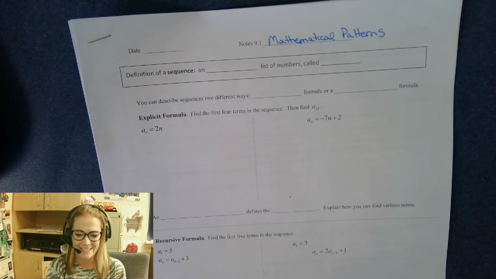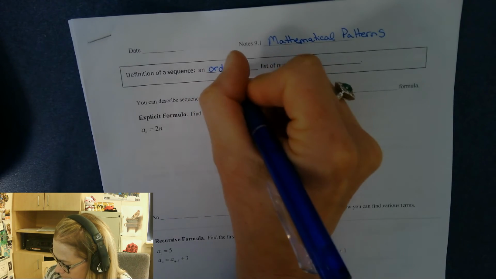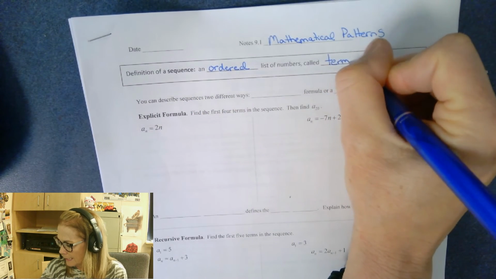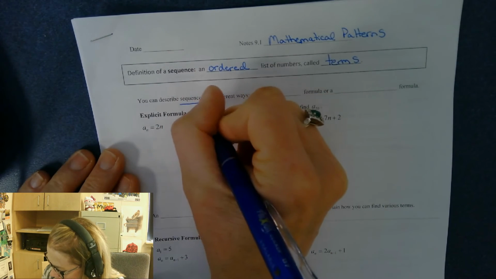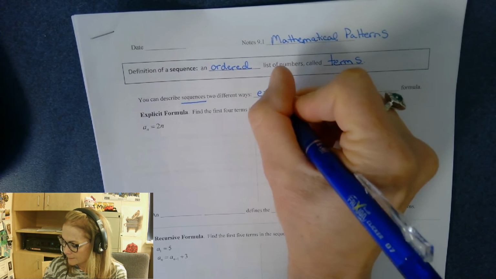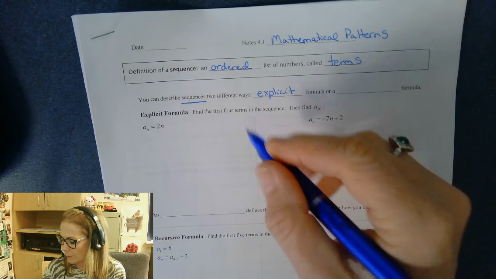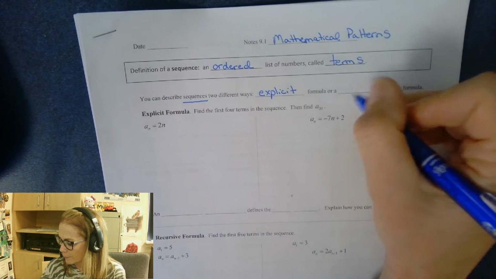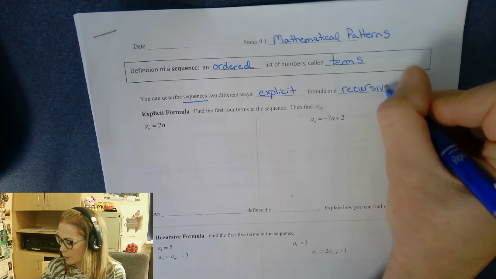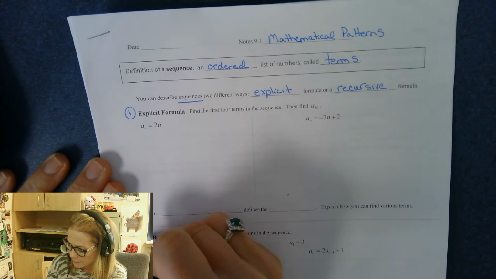Okay, so a definition of a sequence is an ordered list of numbers called terms. And we have two different sequences that we're going to deal with. One is called explicit, and 9.1 is just really going through the differences between the explicit formula or a recursive formula. So two different ways, explicit and recursive.